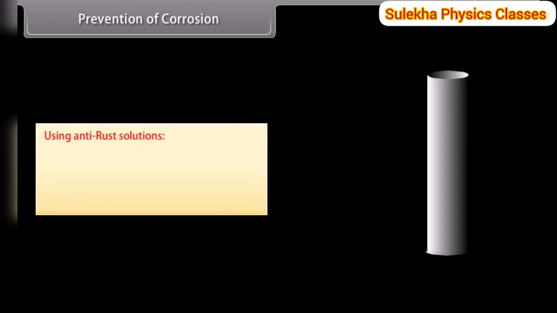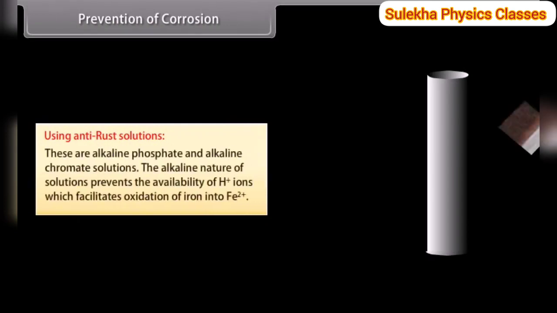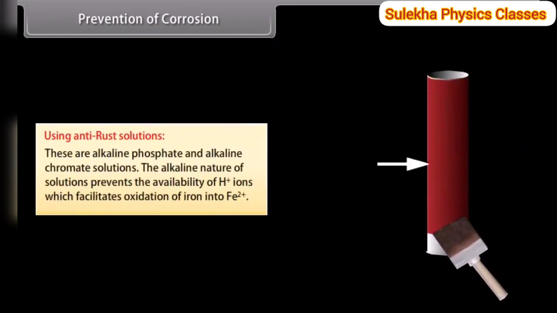Using anti-rust solutions. These are alkaline phosphate and alkaline chromate solutions. The alkaline nature of solutions prevents the availability of H+ ions, which facilitates oxidation of iron into Fe+2.